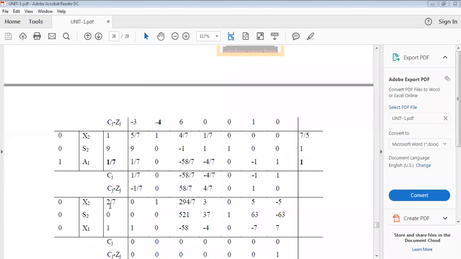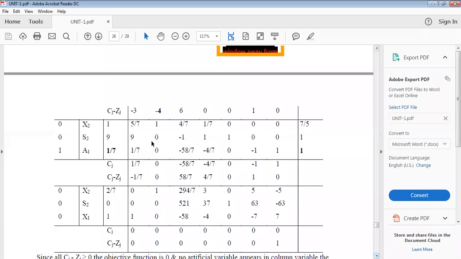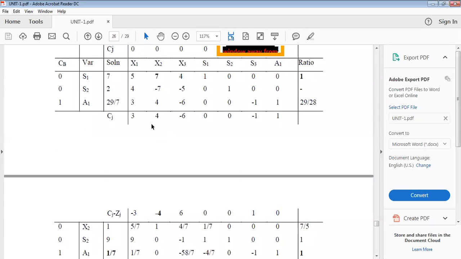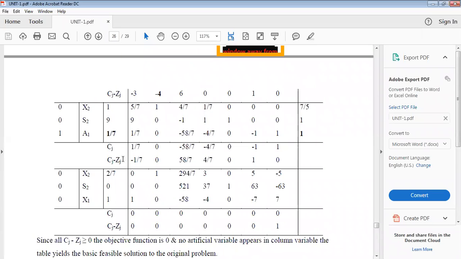Automatically maximum negative value. Sorry, I could not identify. So this is the minus 4, meaning Cj minus Zj, because it is on some other page. Minus, maximum negative value, and this is the entering column.